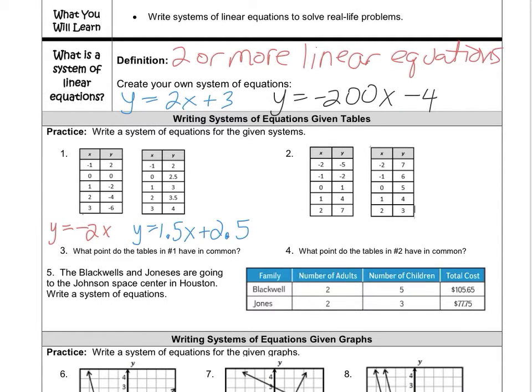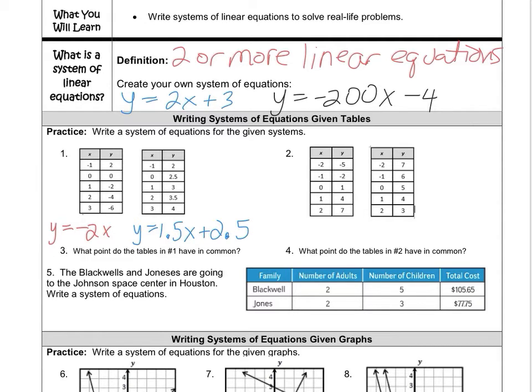Okay, I went ahead and found my y-intercept, which was 0, and then saw that my table was going down by 2. That's how I got my first equation. In the second one, I found my y-intercept was plus 2.5, and that my table was getting bigger by 1.5. So that's how I got my two equations.